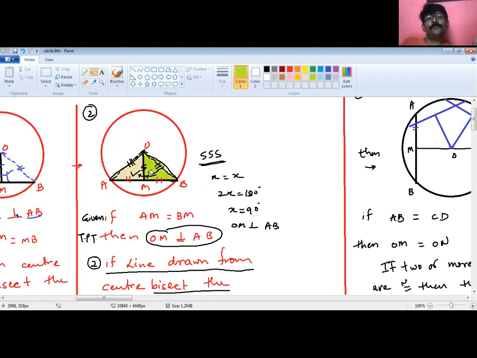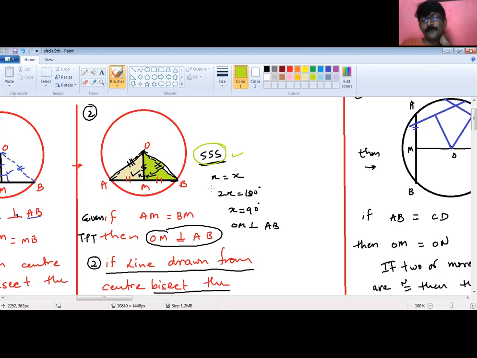Now if you prove these two triangles are congruent, how are you going to prove it? Think. Simple. OA is equal to OB because they are radii of the circle. OM is equal to OM, a common side of the triangles. So two sides, and then again we've been given AM is equal to BM. So these two triangles are congruent by which test? By the SSS test. I hope you can write this proof on your own.